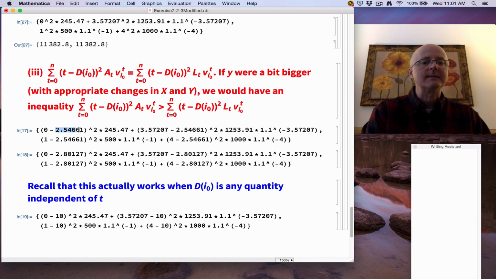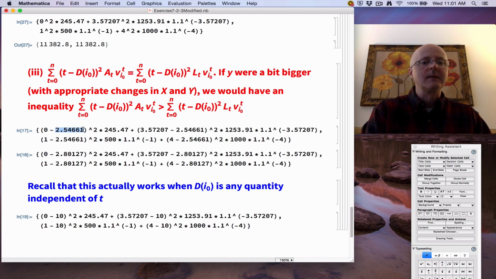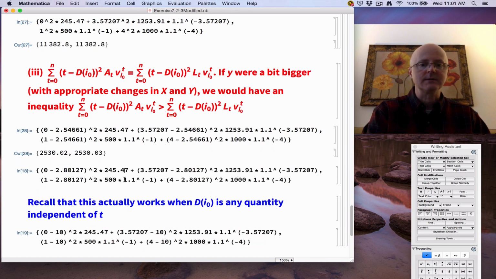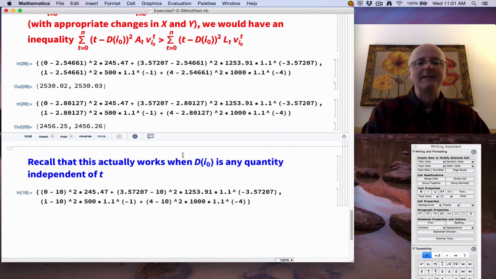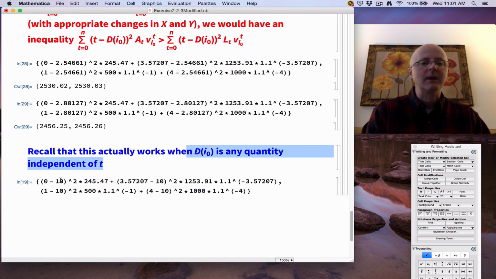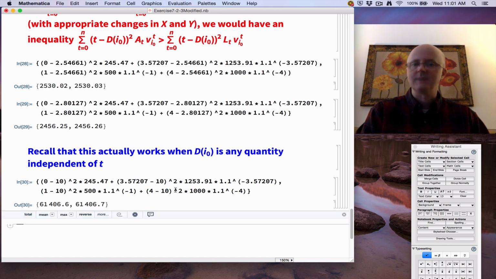This one is the modified duration, and this is the Macaulay duration. In each case, we get equality in both of these. Okay? And then finally, again, d of I is any quantity independent of t. What did I pick? I picked 10 here in both cases. And there we go. Doesn't matter. I could change it to something else. We get the same thing.